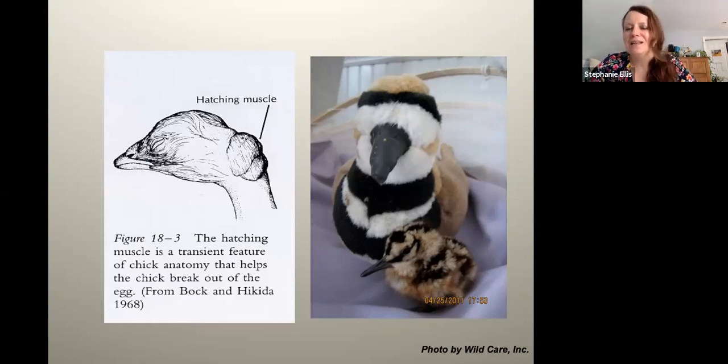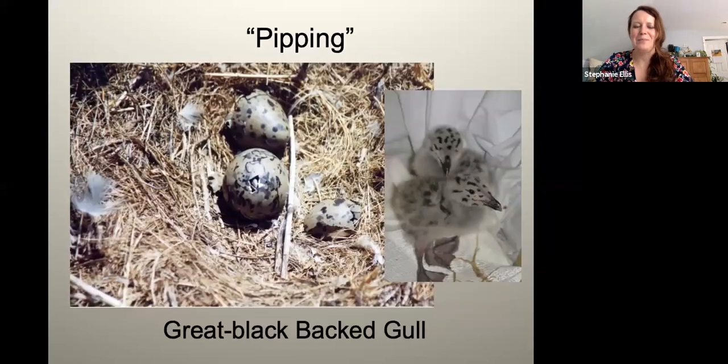So I was saying that hatching out of an egg is the most stressful event in a bird's life. Chicks actually develop a hatching muscle, which then gets absorbed and becomes just a normal part of their musculature in their neck. They need this muscle because they might be pecking at the shell for over 24 hours trying to get out. So hatching muscle, this is a baby woodcock. What a beautiful, beautiful creature. They're a type of shorebird, a moist woodland shorebird. So this is an example.